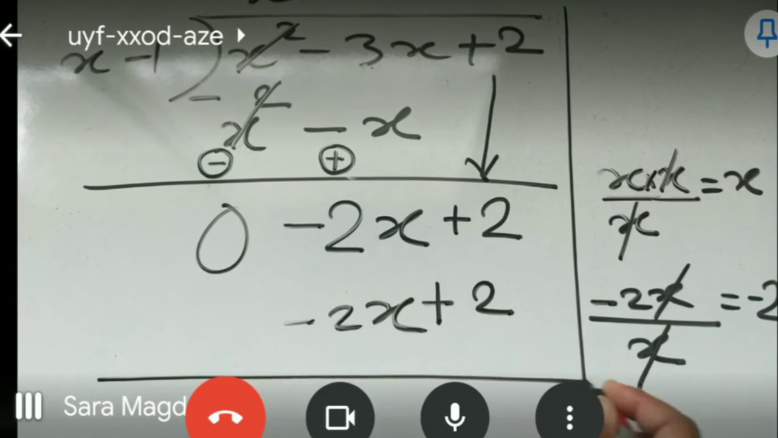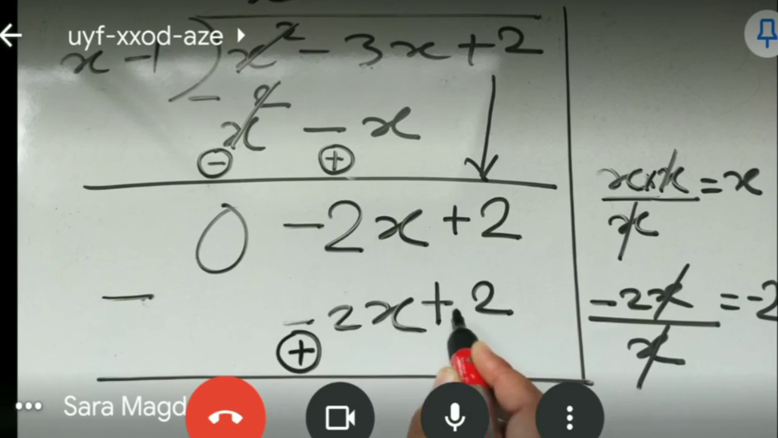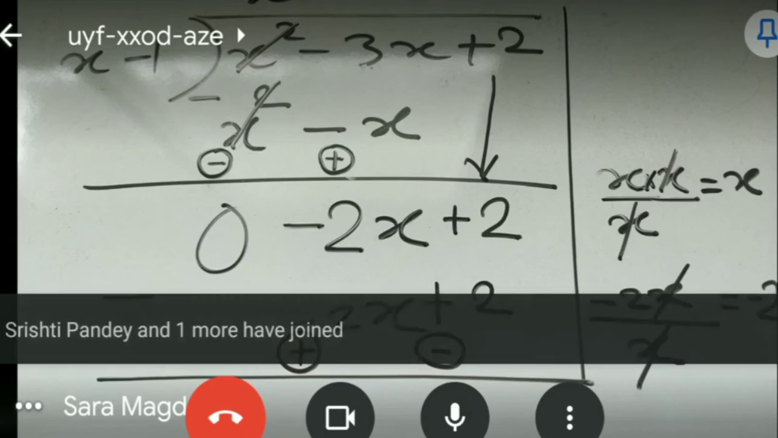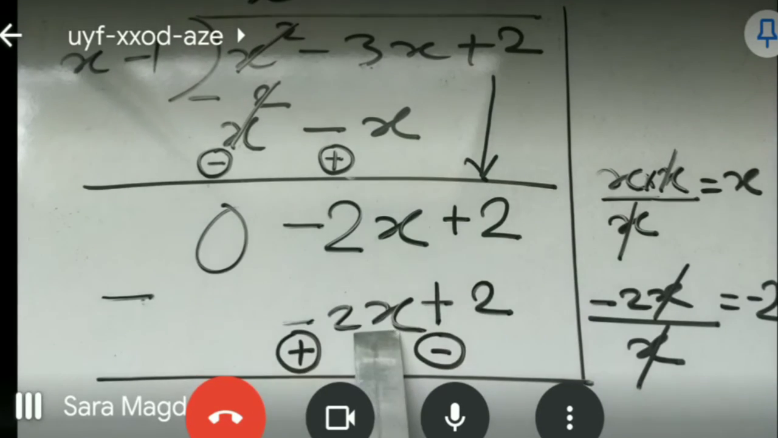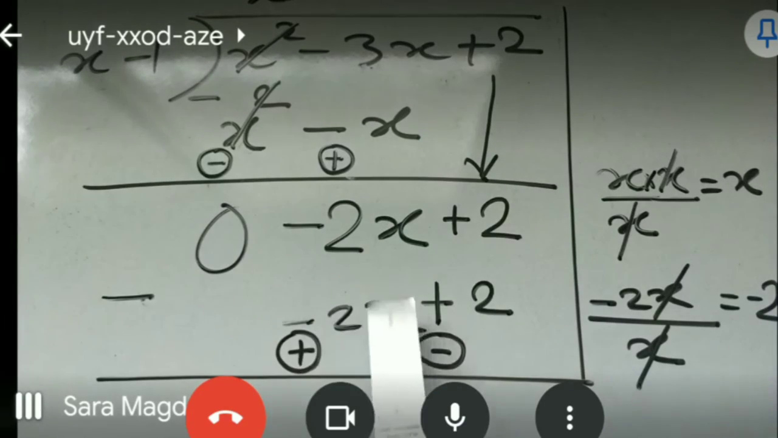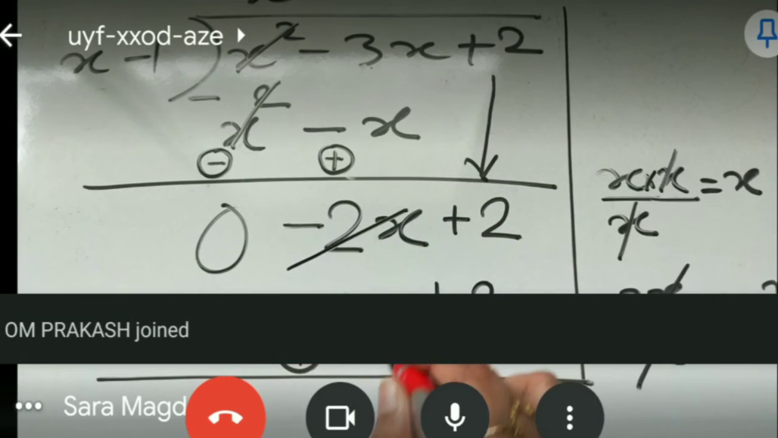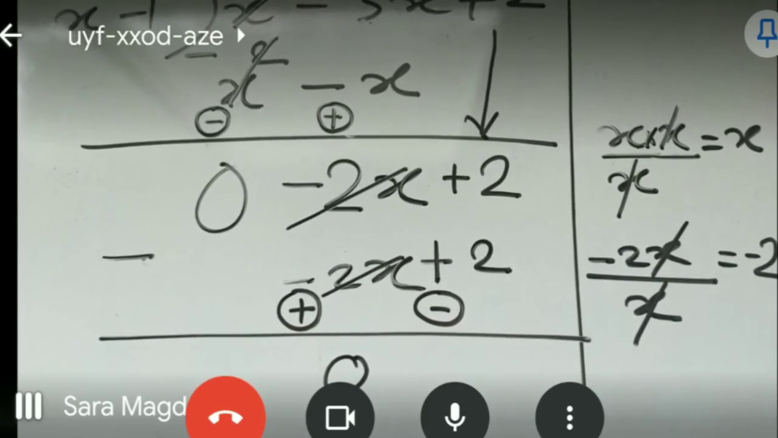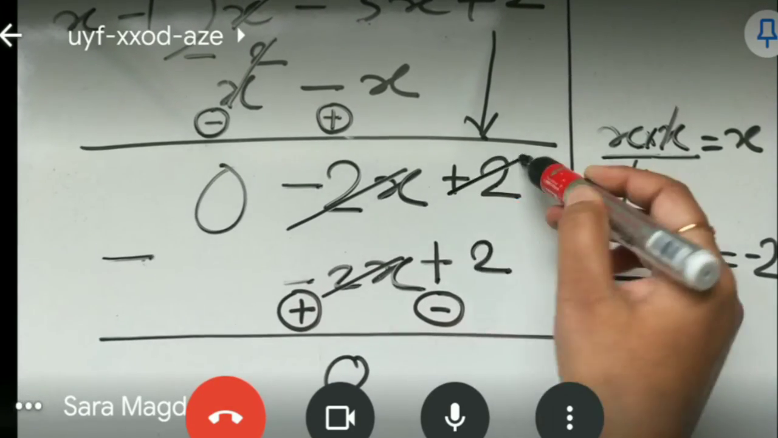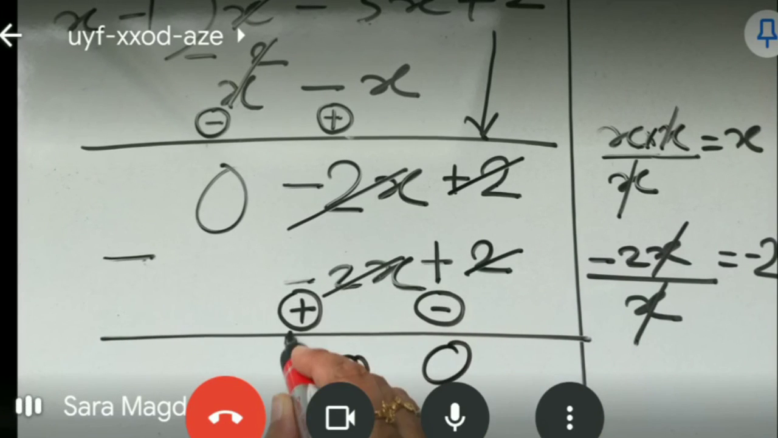Now you will concentrate here and again you will do subtraction. Again you will do subtraction. Plus, this will become minus. And now think about these two individual terms. Minus 2x plus 2x. 0. Correct. And next also plus 2 minus 2, 0. Means this is the remainder.